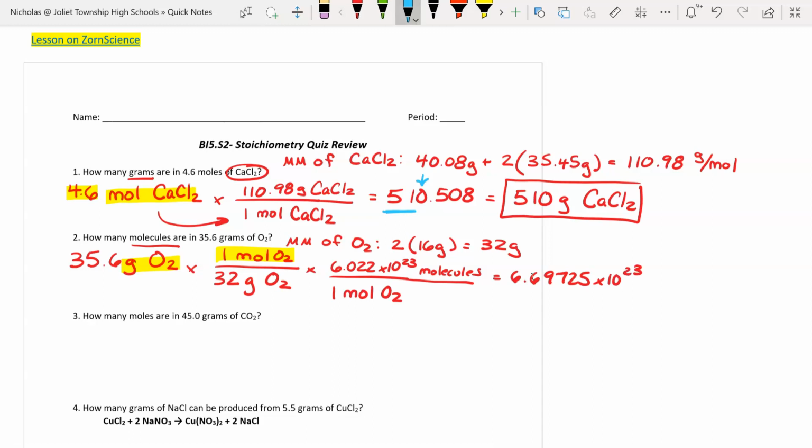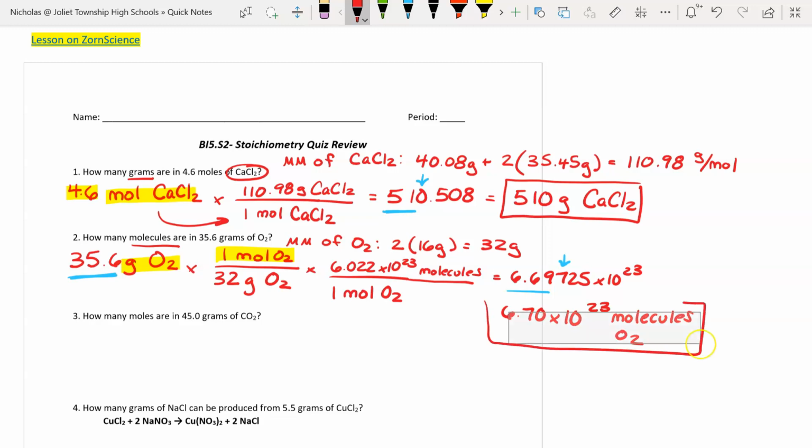Going from left to right, if you notice we have 3 sig figs here, so let's underline the first 3 digits and look at the next. So I'm going to go ahead and round this up to 6.70 times 10 to the 23rd molecules of O2. All right.